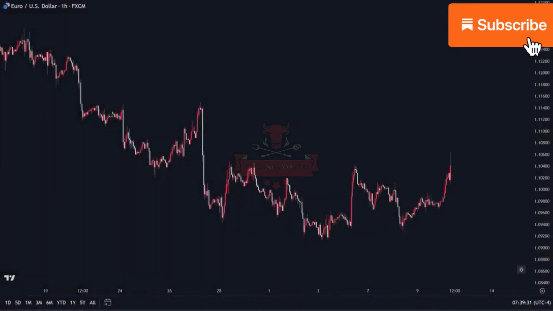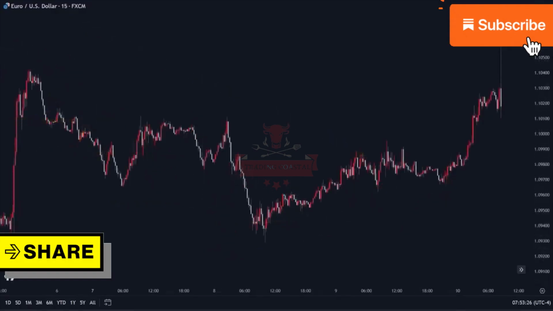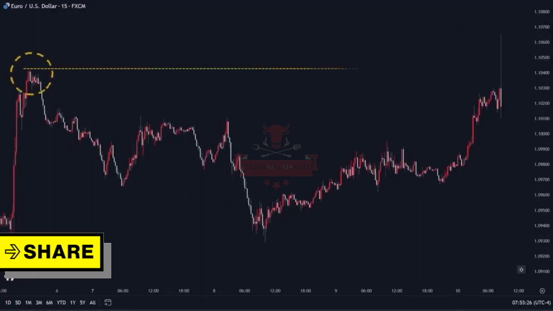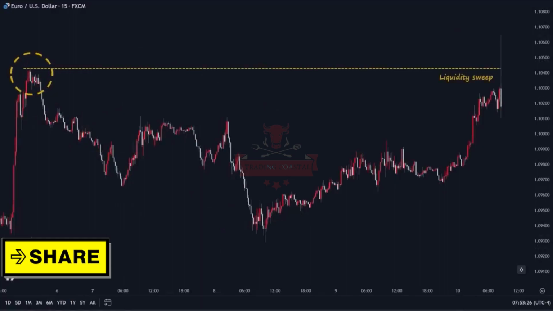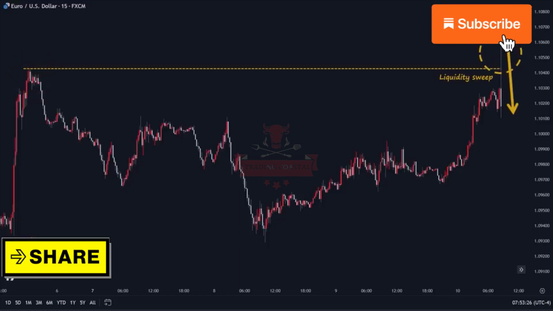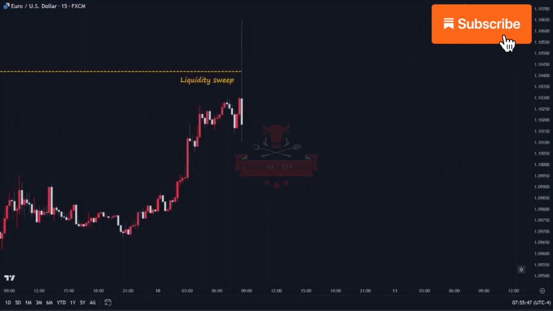Here we have the Euro-Dollar 1 hour time frame on the screen. As you can see, price is in a strong downtrend and has created several breaks of structure to the downside. If we zoom into the 15-minute time frame, we can see that price sharply cleared the liquidity above this high with a long wick. Following this, the price immediately reversed and closed below the high's range.